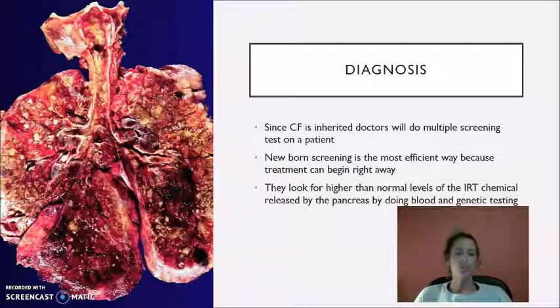And what they'll do is they'll look for a higher than normal level of the IRT chemical, which is released by the pancreas. So by doing a blood test, they can see this. But the thing with newborns is sometimes the stress of being born itself will cause a higher level. So that's why they'll have to do genetic screening and blood testing just to make sure that's the cause and it's not just because of the stress of birth.